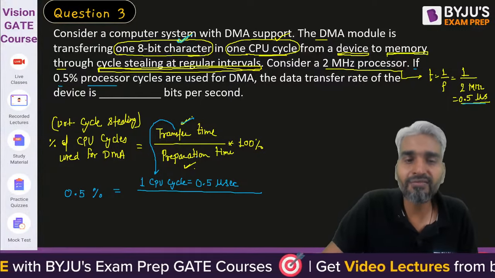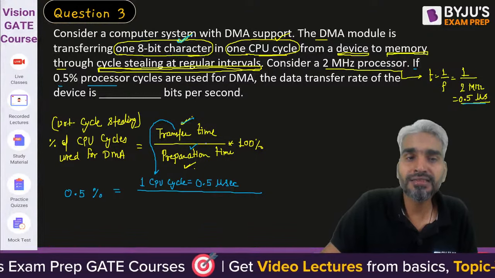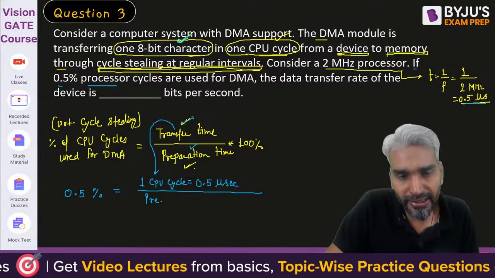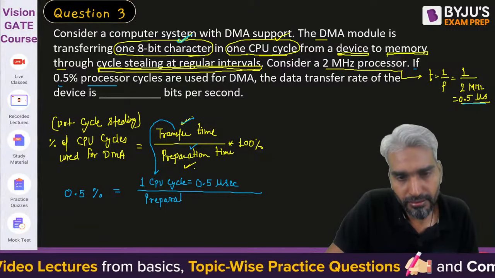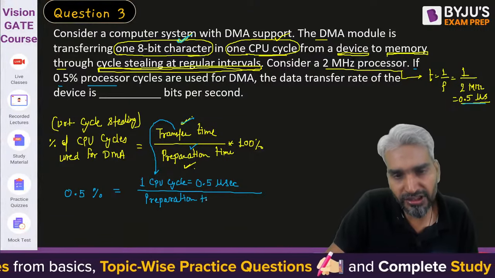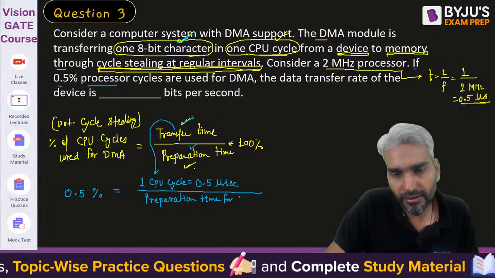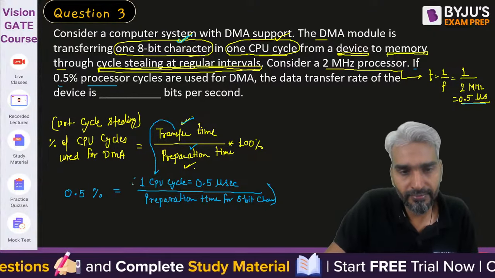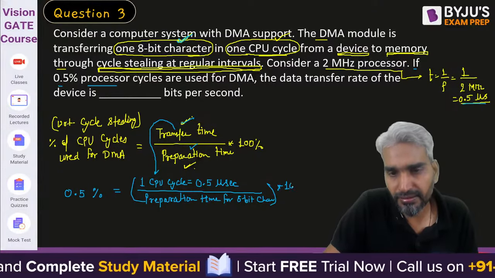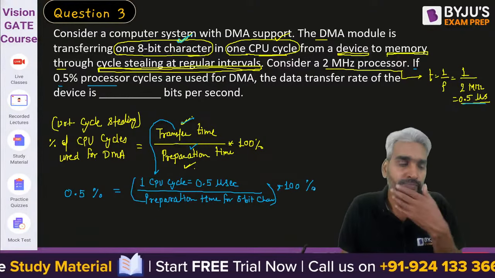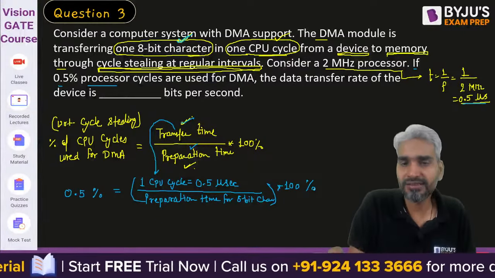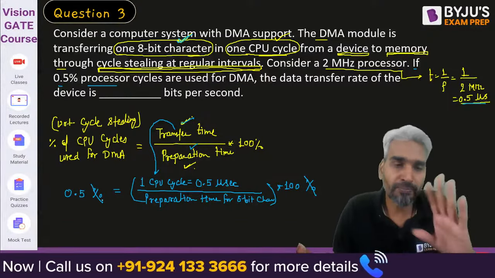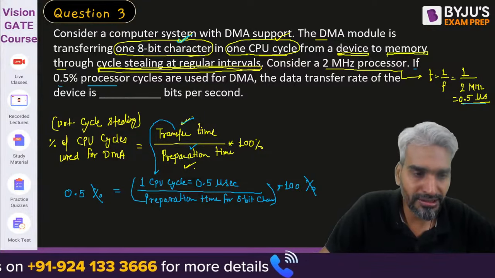But we don't know how much time will be required to prepare this 8-bit character. So basically, transfer time divided by preparation time for 8-bit character, into 100%. That's what we know. This is given. So the percentage will be cancelled out. So let's forget about that. Now please try to understand, if we try to solve this equation.